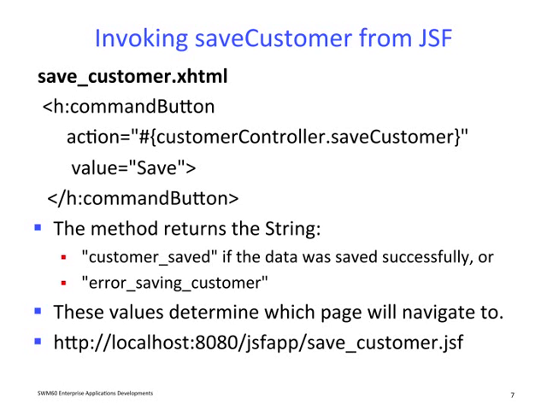And this method returns a string. We specify the string as the return value. So if data is saved successfully, then customer saved is returned, or error saving customer, and according to this value the web page will be invoked, and the user is going to get either customer saved or error saving the customer.